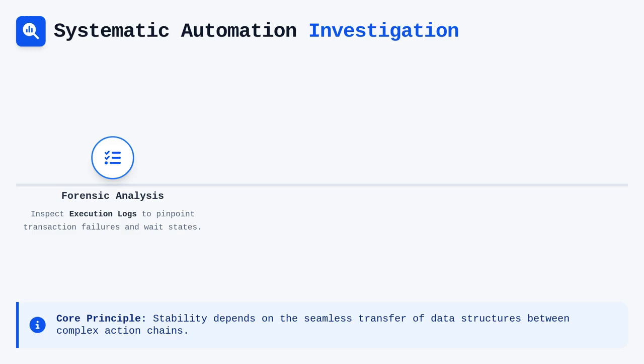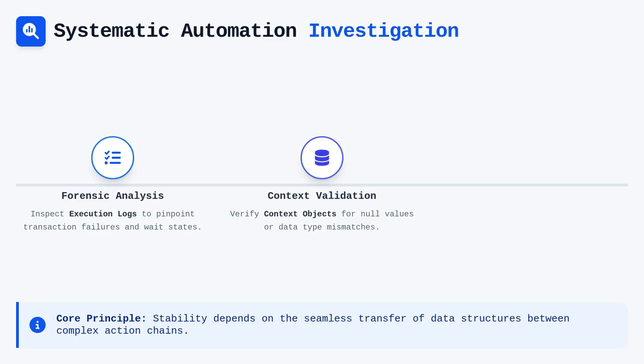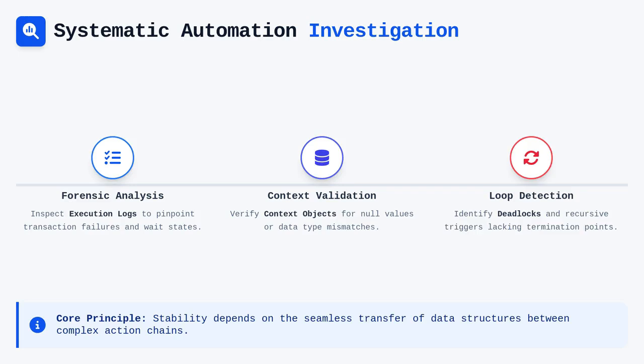These logs provide a record of every transaction, showing exactly where a flow might have entered a wait state or encountered a data type mismatch. By examining the context object, we can see if the expected variables are present or if a previous step has injected null values into the process. If a flow hangs indefinitely, we must check if an unintended loop or a deadlock has occurred due to recursive trigger conditions. Identifying these patterns often requires looking specifically at the sequence of execution and confirming that each branch has a clear termination point that the engine can identify.